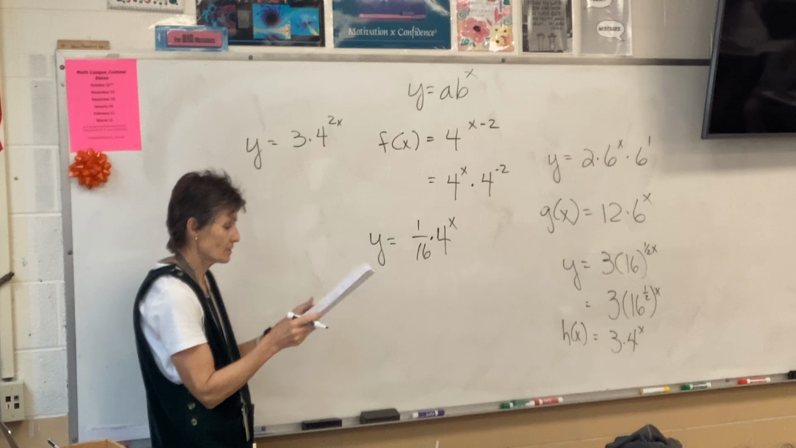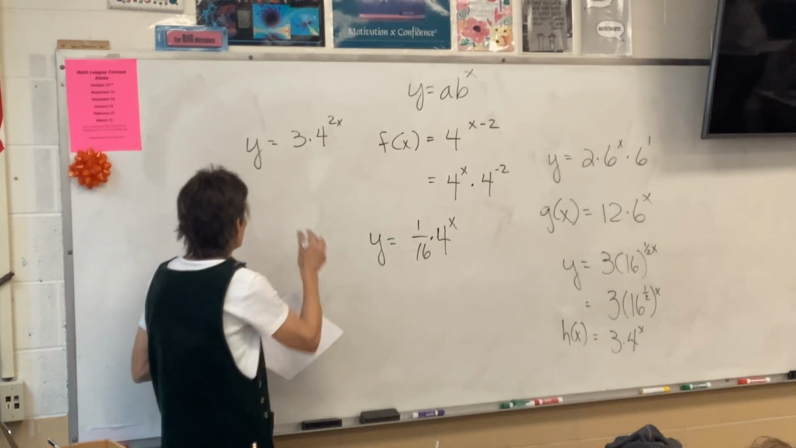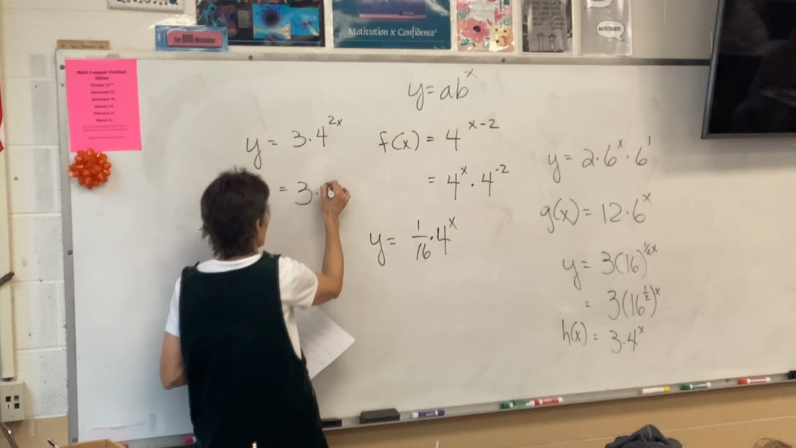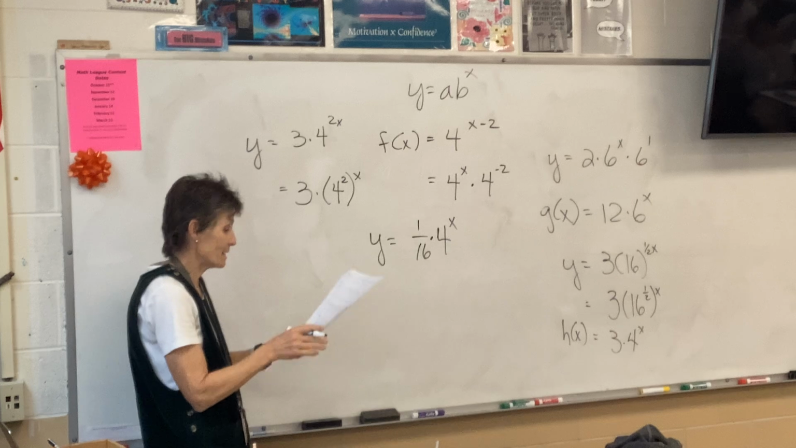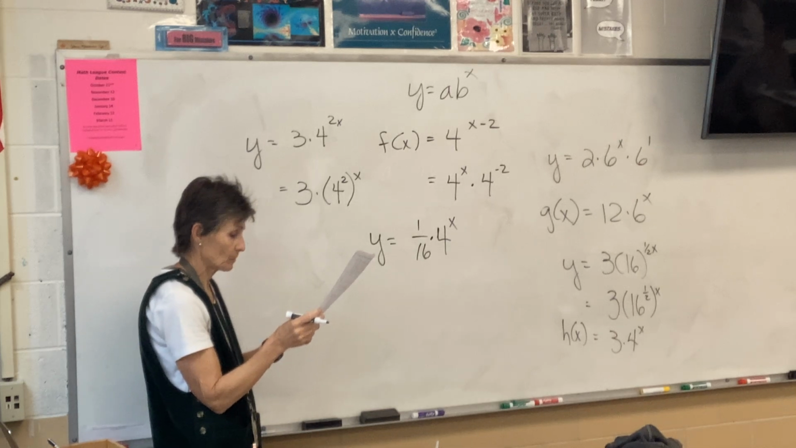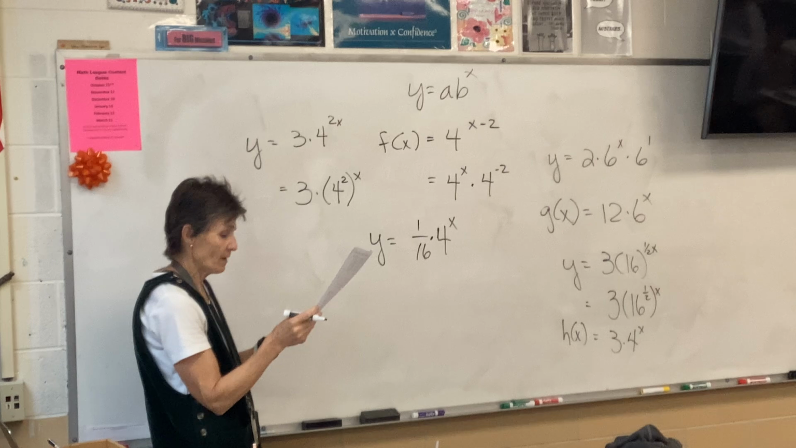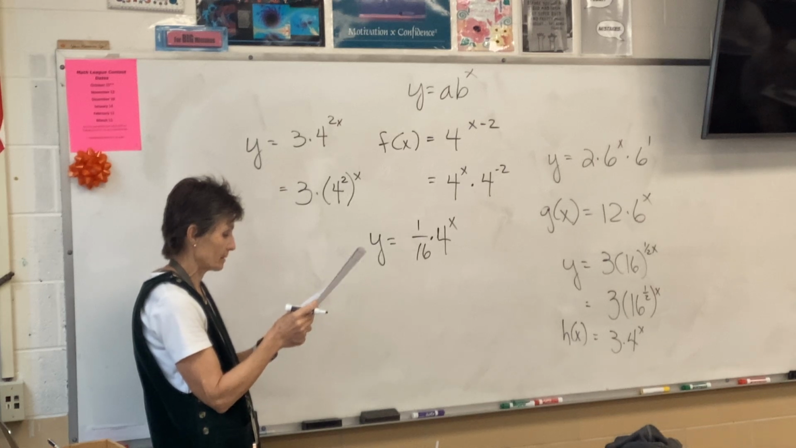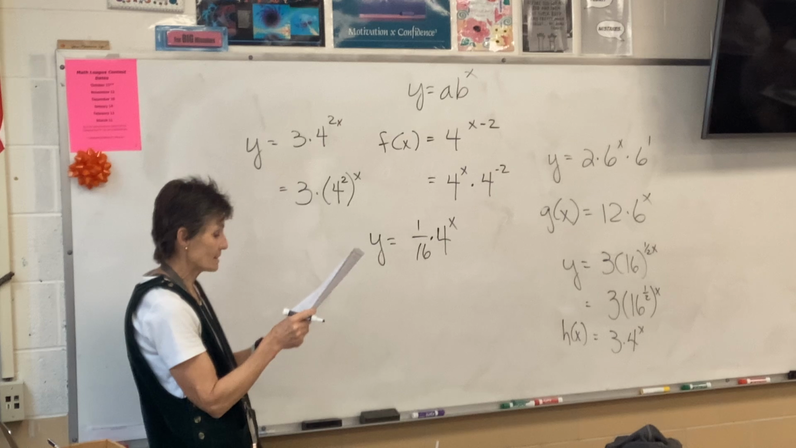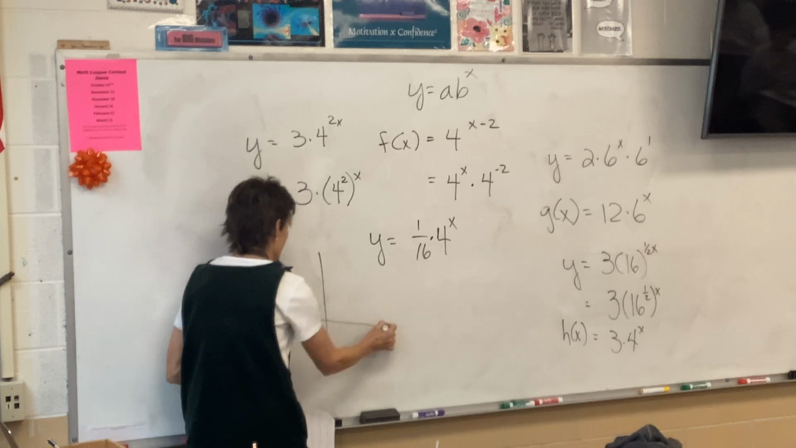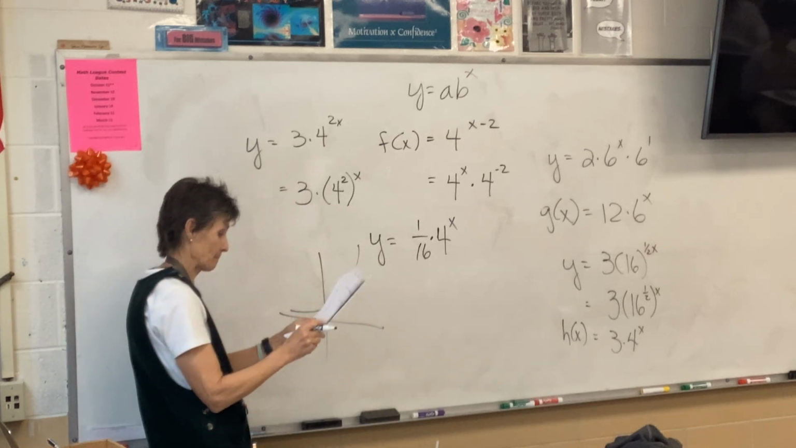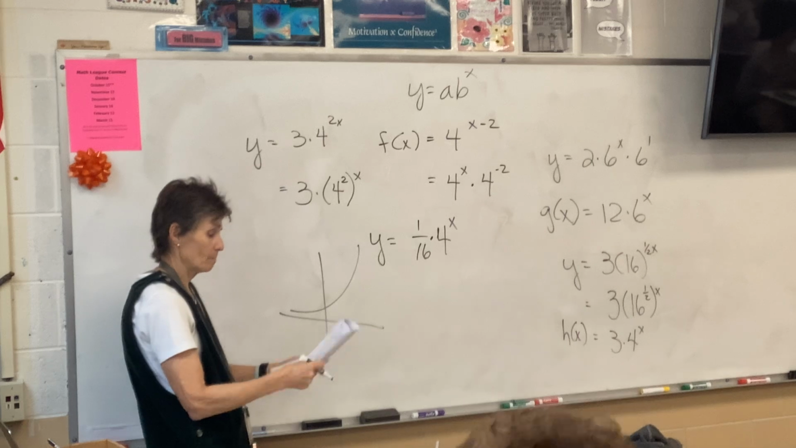What do you think? You got any thoughts on that? B, because this is the same as 3 times 4 squared to the x. So B is the correct answer. Good work. Which of the following statements about the graph of f is correct? A, it is increasing at an increasing rate. How do I know that? Concave up. It's concave up. Perfect. Beautiful.